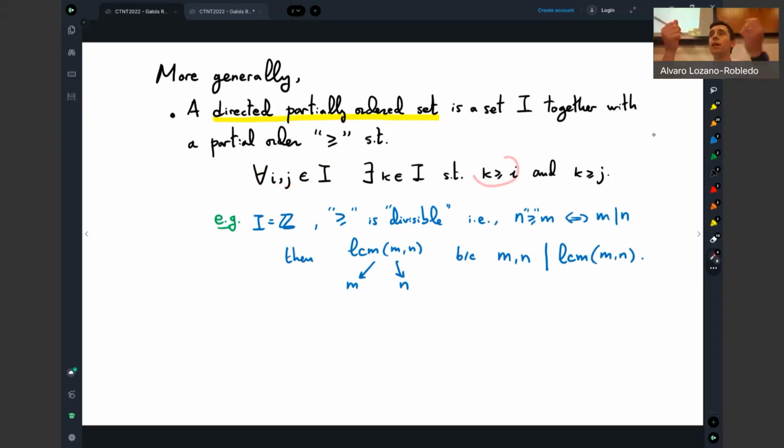So there's always something above them. They might not be related to each other, but there's going to be something that connects from above. For example, when you have the integers and the relation is being divisible by, so that n is bigger or equal to m if m is a divisor of n, then we do have something on top of any two numbers. We have the least common multiple, such that m is below it because m divides the LCM, and n is below it because n divides the LCM.